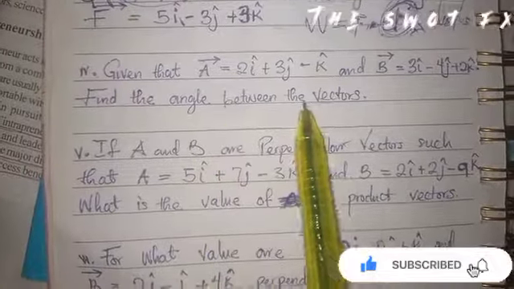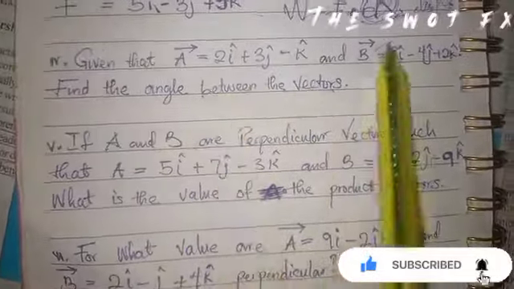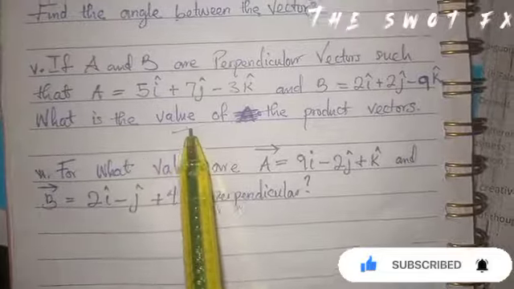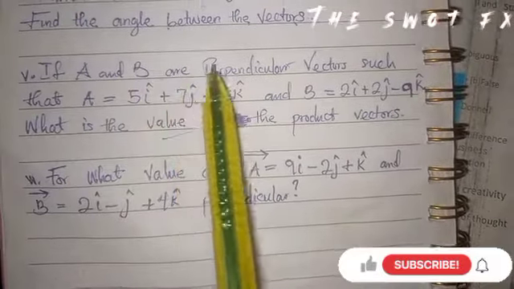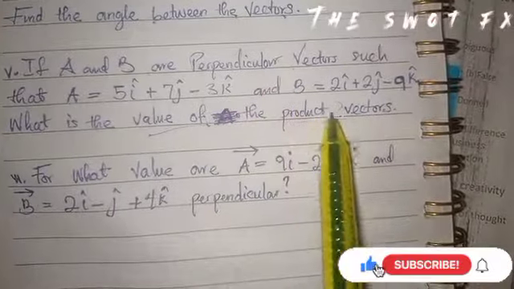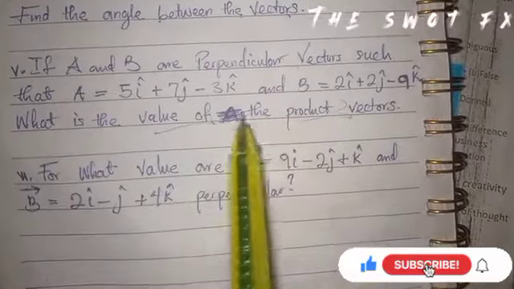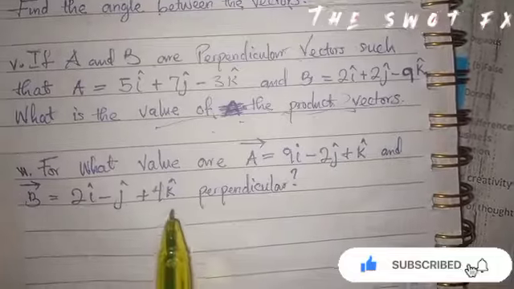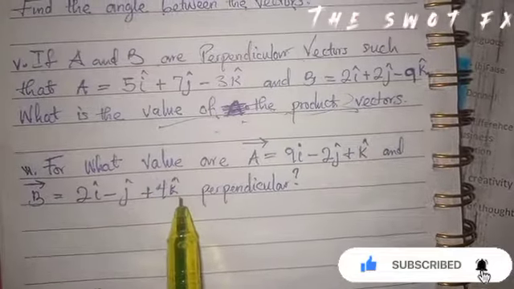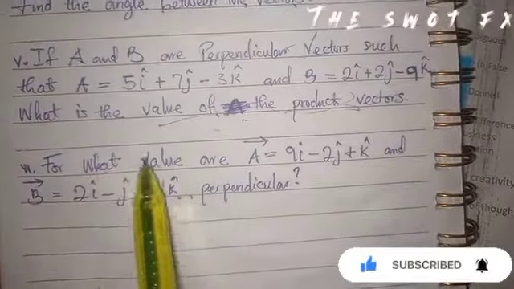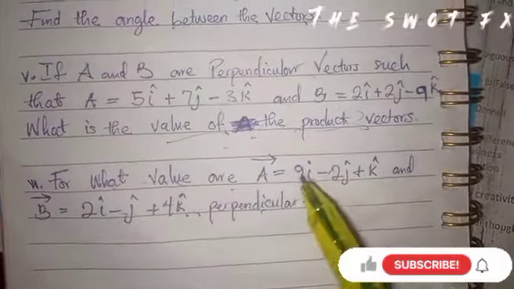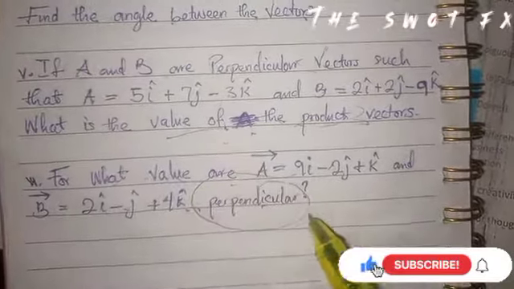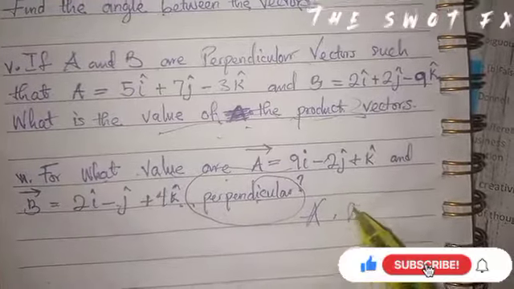Then this one is for the angle between the vectors, cosine angle. Then these are perpendicular vectors such as this and this. To find the product of the vectors, which is A dot B, try this also. Then this last one too, try this. For what values are these perpendicular? Meaning that when you see perpendicular, it's telling you that you need to do A dot B.